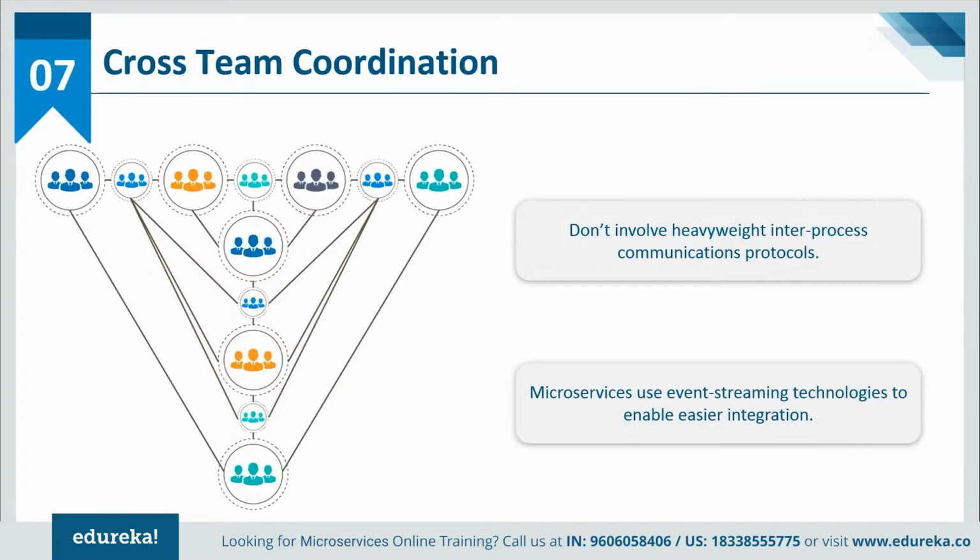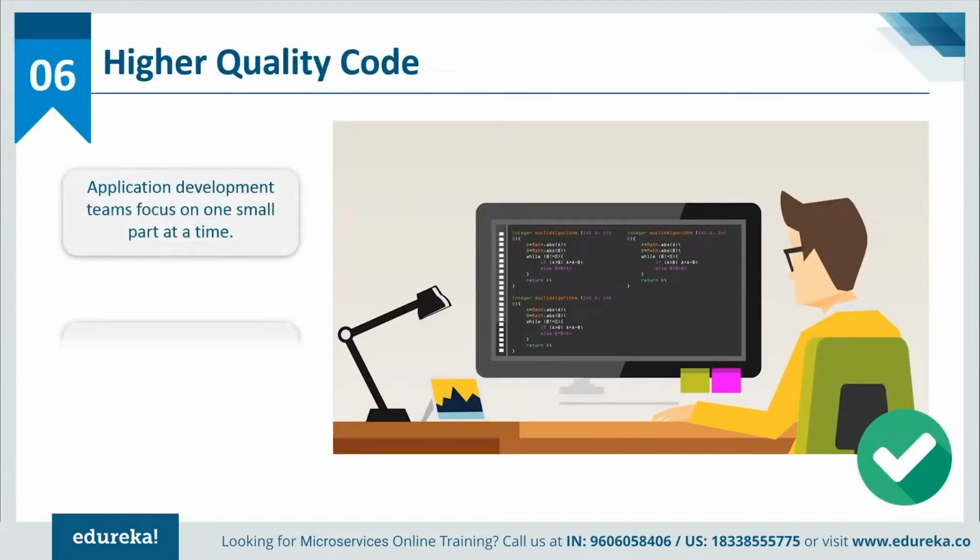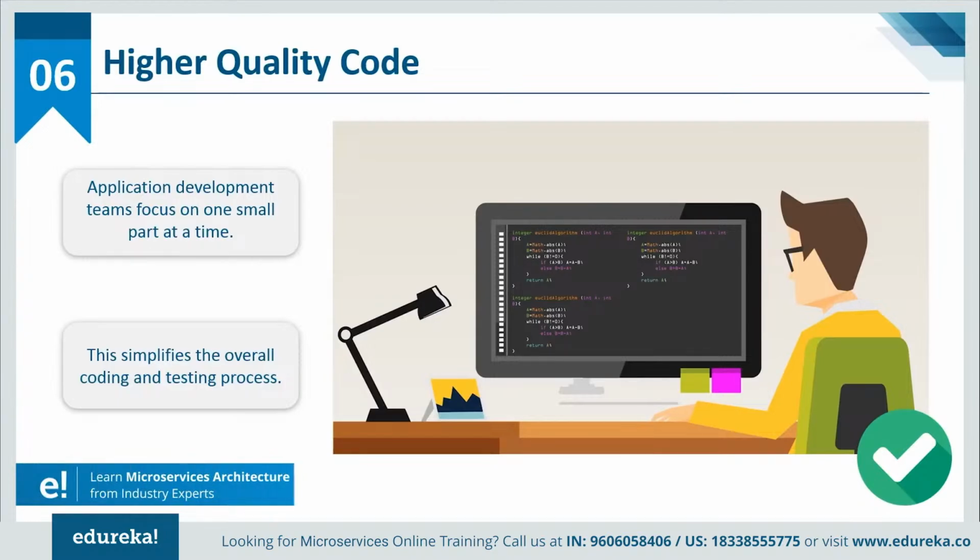So microservices have various teams handling various entities, and then they communicate with each other to handle different functionalities for the application. Coming to number 6, we have microservices providing higher quality code. Well, modularizing an overall solution into discrete components helps application development teams focus on one small part at a time. So this simplifies the overall coding and testing process.